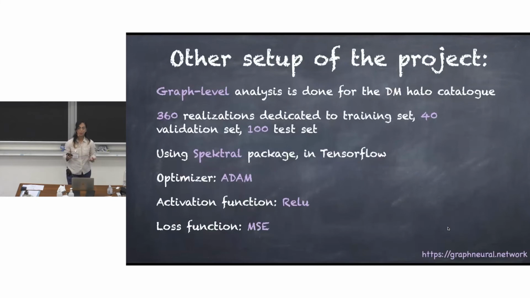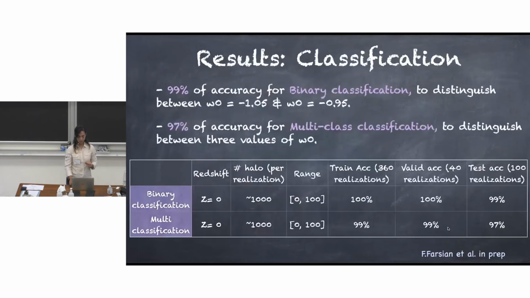For the other setup of the project, I am working at the graph level, because I would like to understand the whole set. I have 360 realizations dedicated to training, 40 for validation and 100 for the test set. I'm using the Spektral package in TensorFlow, the optimizer is Adam, the activation function is ReLU, and the loss function is the usual MSE.